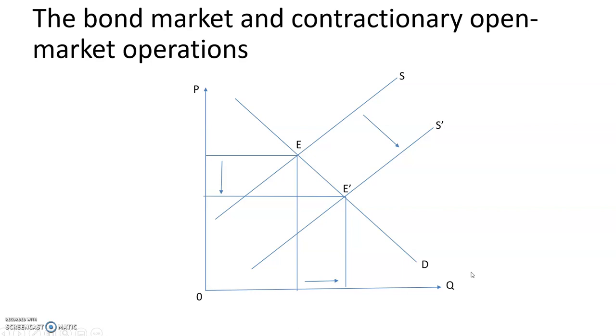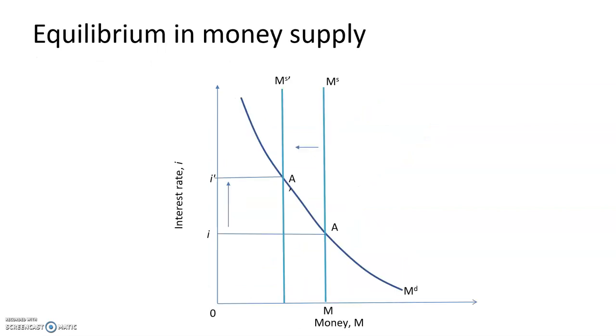This figure shows the simple supply and demand graph for contractionary open market operations. Equilibrium in money supply. Here we can see that money supply decreases from MS to MS prime, so it shifts MS to the left, and the interest rate increases from I to I prime, and the equilibrium moves from A to A prime.